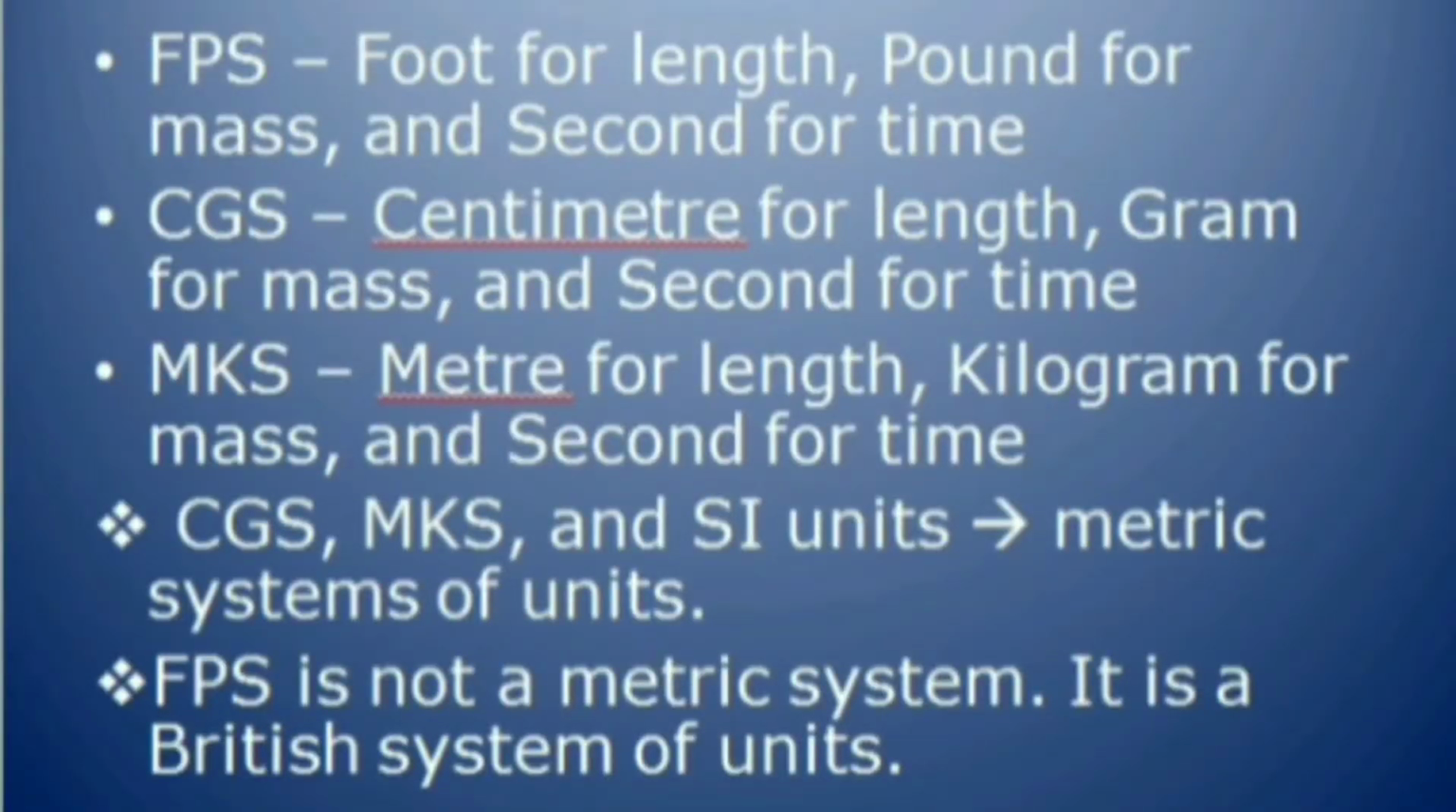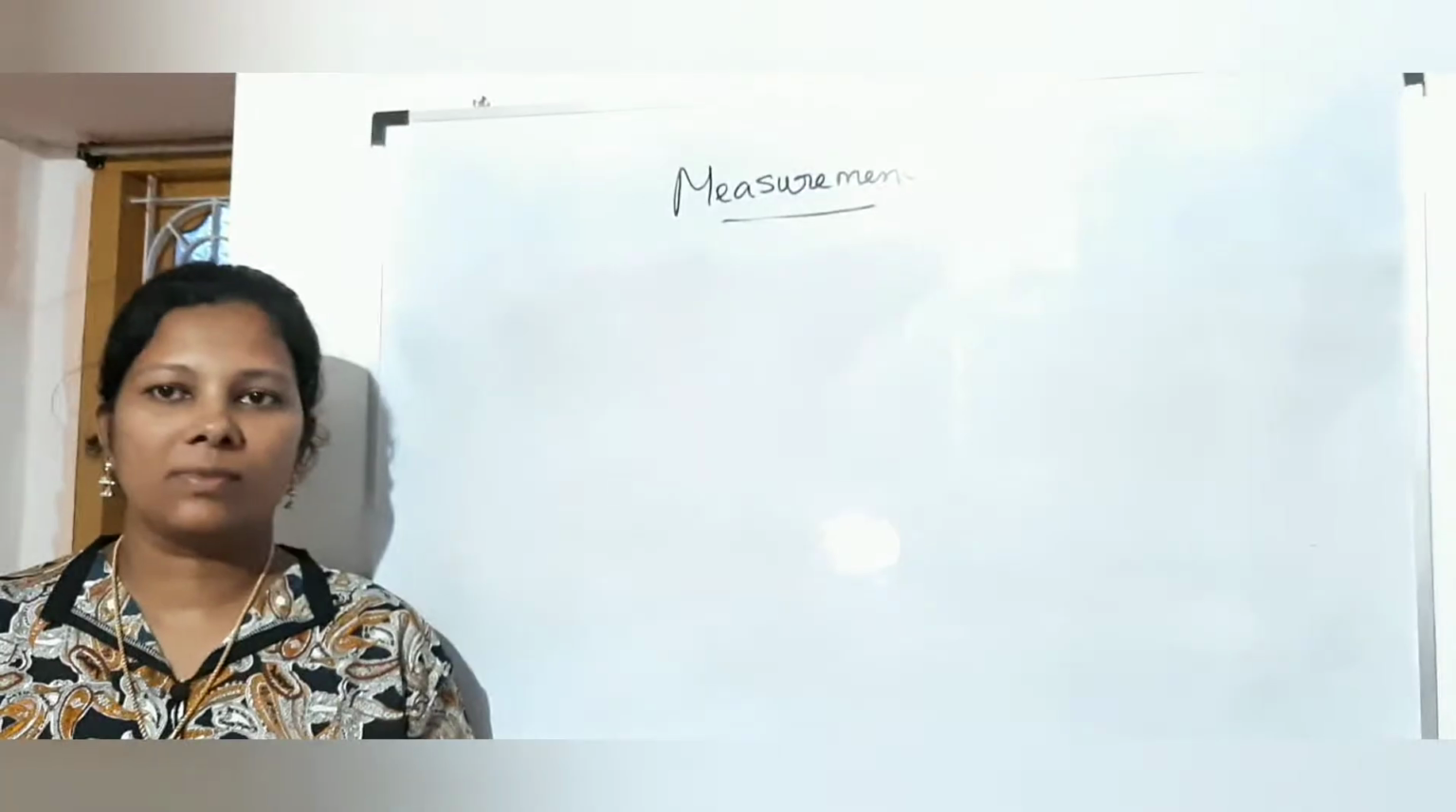System of units. FPS, foot for length, pound for mass and second for time. CGS, centimeter for length, gram for mass and second for time. MKS, meter for length, kilogram for mass and second for time. CGS, MKS and SI units are metric systems of units. FPS is not a metric system, it is a British system of units.